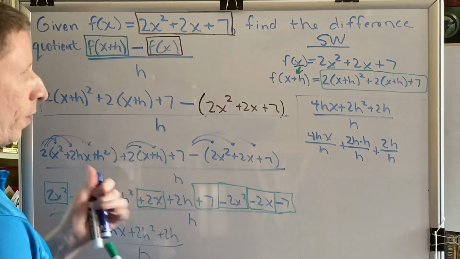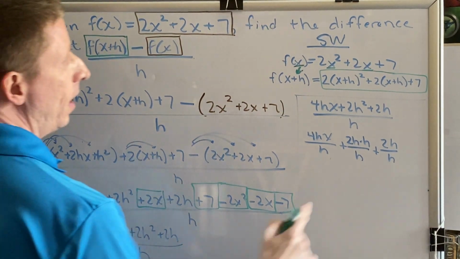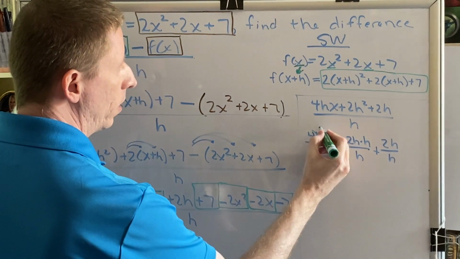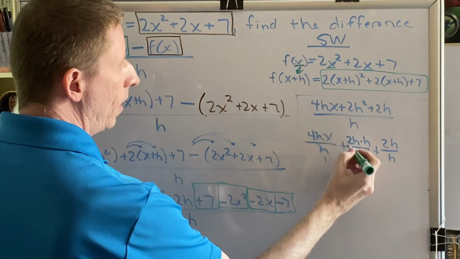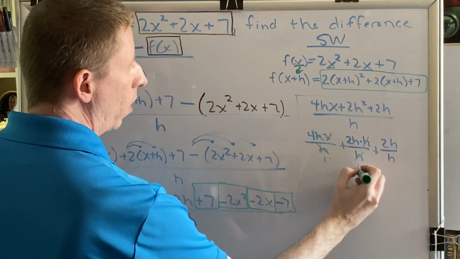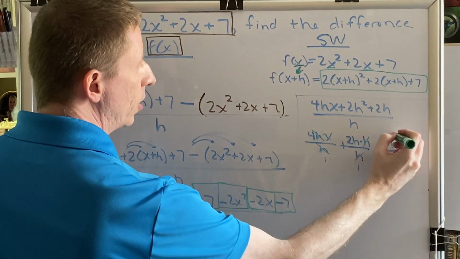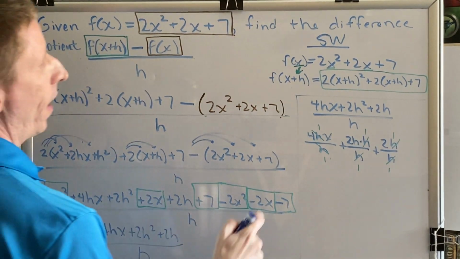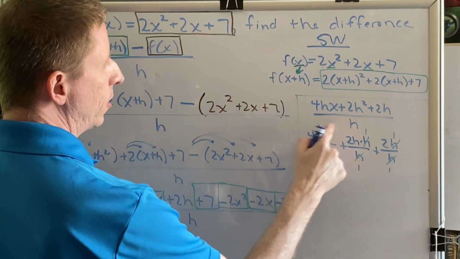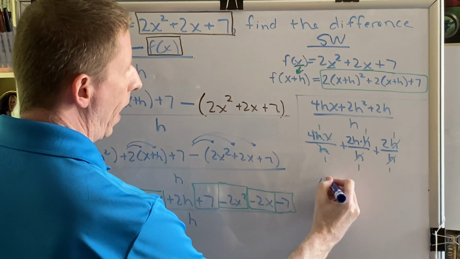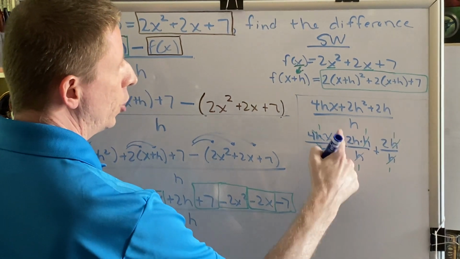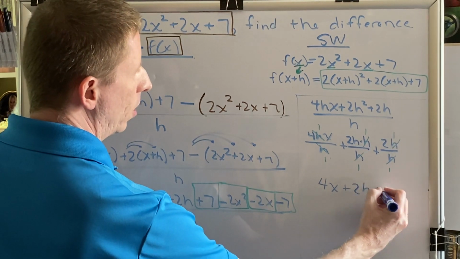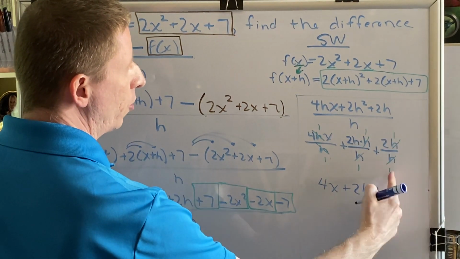All right, now we're going to simplify each one of these fractions. Anything divided by itself is 1. So h divided by h is 1. All right, so now we simplify. 4 times 1 times x is 4x, divided by 1 is 4x, plus 2 times h times 1 is 2h, divided by 1 is 2h, plus 2 times 1 is 2, divided by 1 is 2.